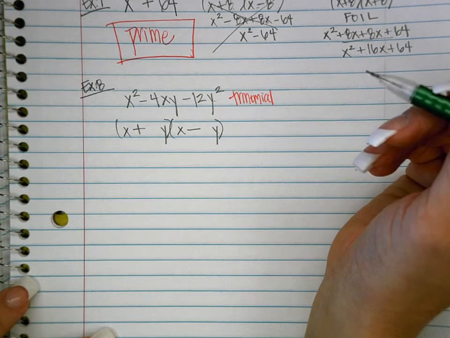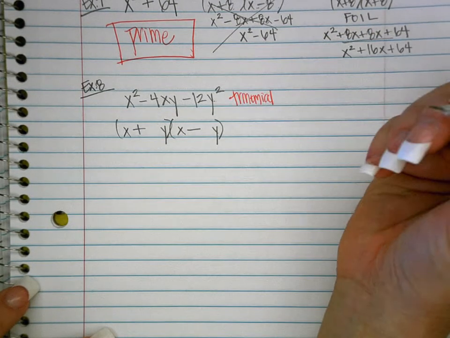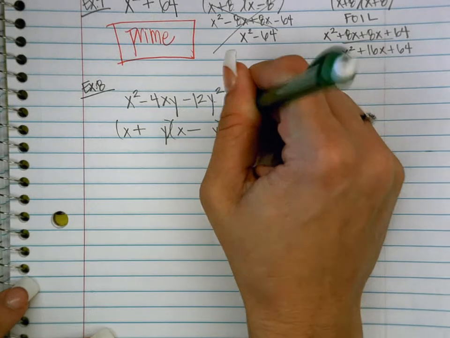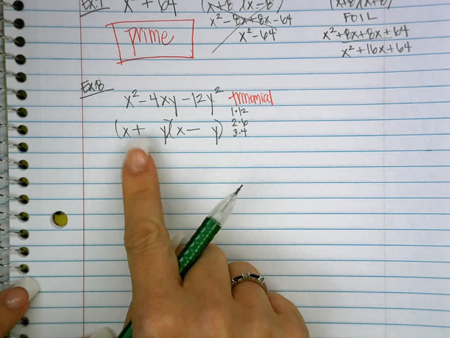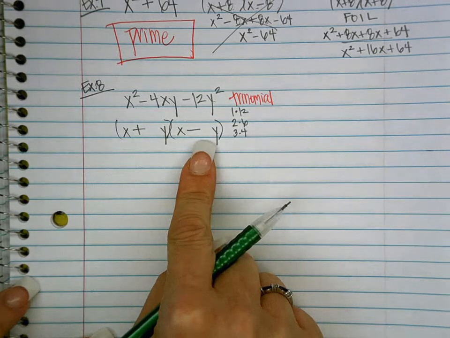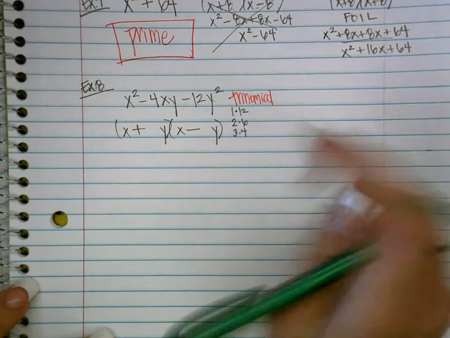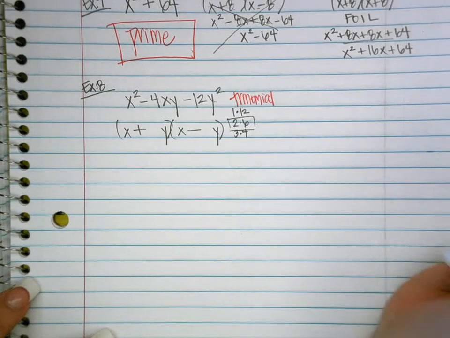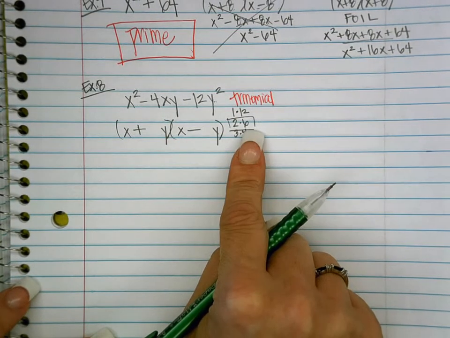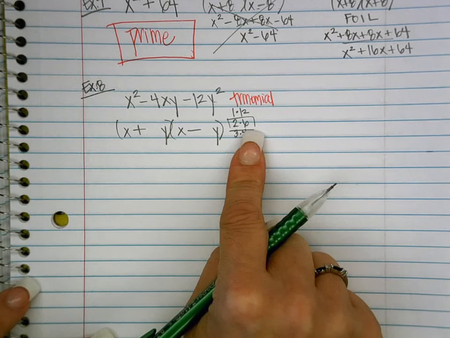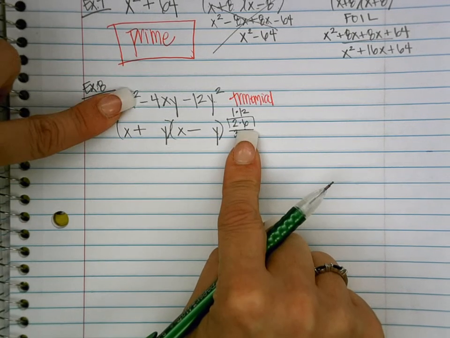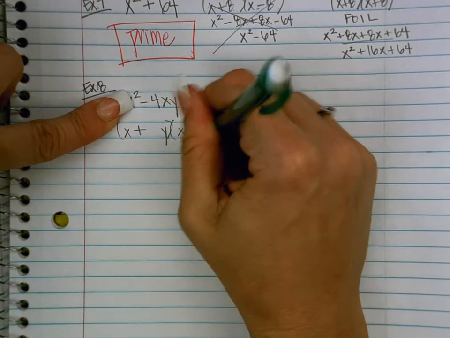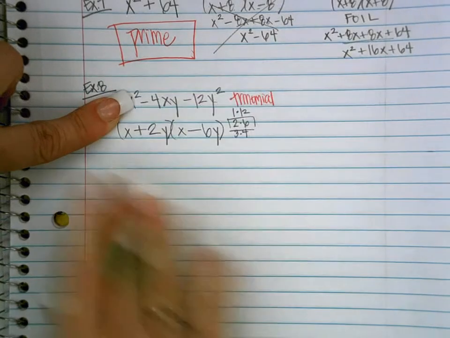Now, to get the numbers, what would multiply to 12? Could be 1 and 12, 6 and 2, or 3 and 4. Now, we know we have one positive, one negative. What's going to give you a difference of 4? 2 and 6. Remember, the larger number goes with the same sign as the middle. So here, does the 6 go with the positive or the negative? The negative. Larger number goes with the middle. So 6 goes with the negative, 2 goes with the positive, and you're done. That's your answer.